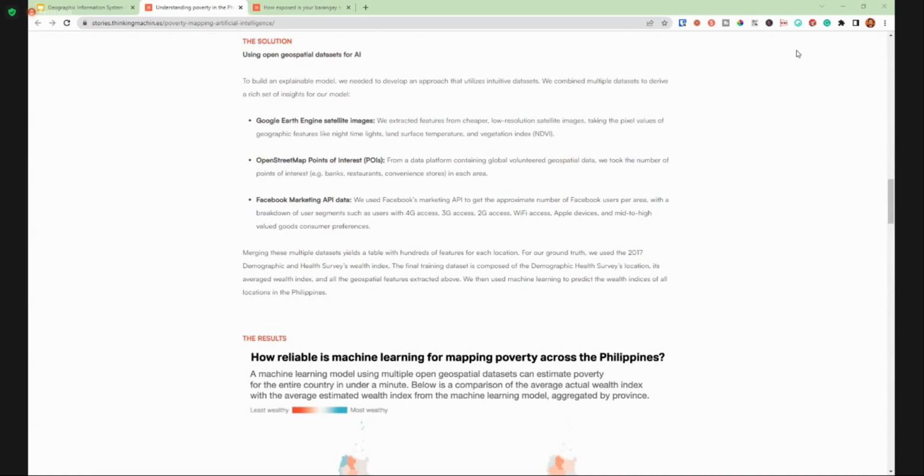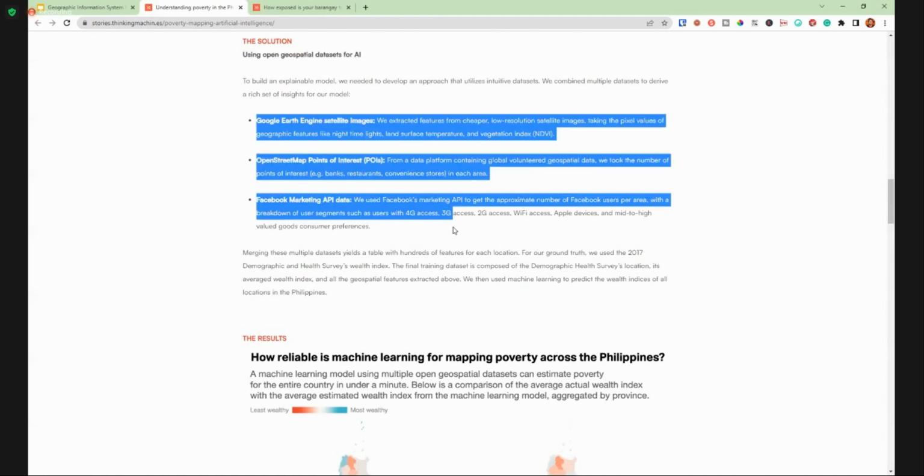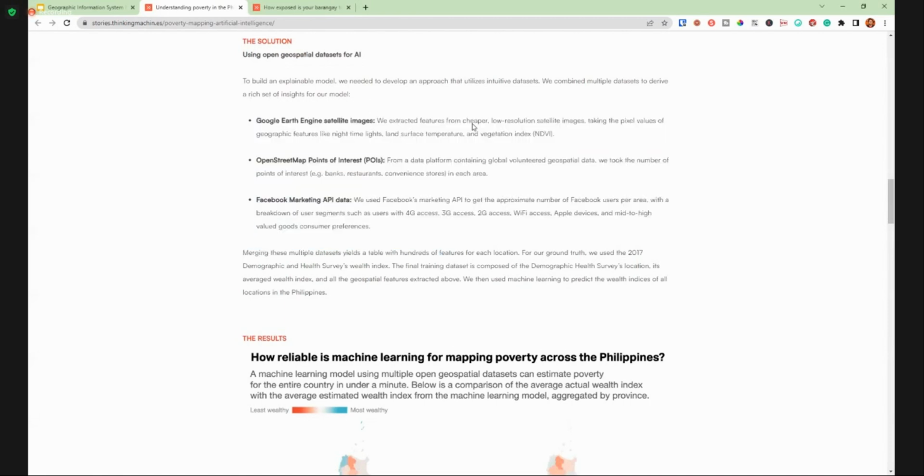So your next question might be, how are we able to create a machine learning model? What data did we use? These are some of the data sets that we use. The first one is Google Earth Engine. We use satellite images from Google Earth Engine, points of interest, and Facebook marketing API data.